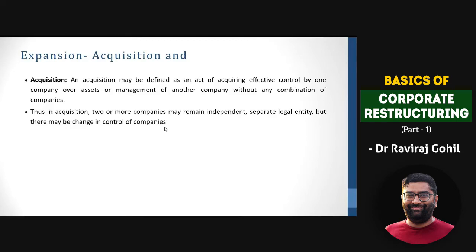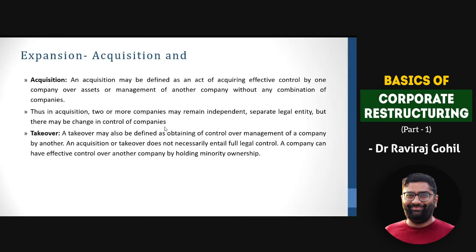So let's say there are two companies, A and B. If both of them merge, then they become one company. That is called merger. If A acquires B, then A and B still remain separate legal entities. However, the control of B shifts to A, right? So in an acquisition, there is an exchange of control or there is a shift of the control.